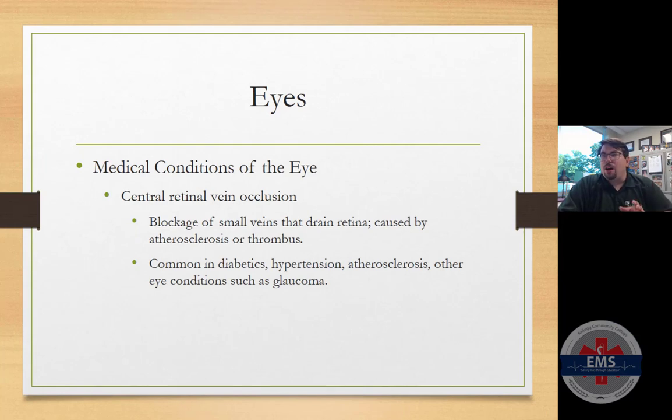Blockage of these small veins. So that was arteries we were talking about. Blockages of small veins that drain the retina. These are typically damaged or blocked by some type of atherosclerosis or a thrombus as well. Again, common in diabetics, those with hypertension, atherosclerosis, and other eye conditions like glaucoma. Typically, if you see someone who's having diseases of the eye, it's going to be more than just one disease. A lot of times they're going to go hand in hand with a multitude of others.